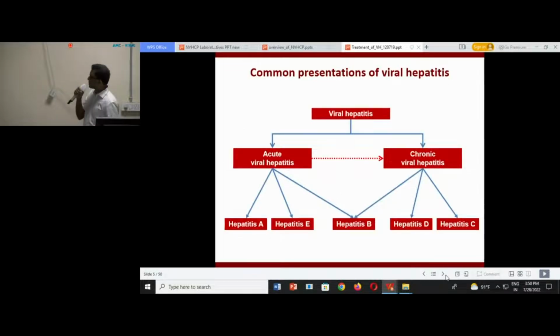So this is the common presentation of all the viral hepatitis, acute and chronic. Most commonly, hepatitis A, E and B can present to us as acute hepatitis, that is fever and jaundice. Chronic viral hepatitis is caused by the blood-borne viruses, hepatitis B and C. Hepatitis D is there, but usually it works along with hepatitis B. If there is no B, hepatitis D cannot injure the liver. So chronic hepatitis is caused by B, C and D.